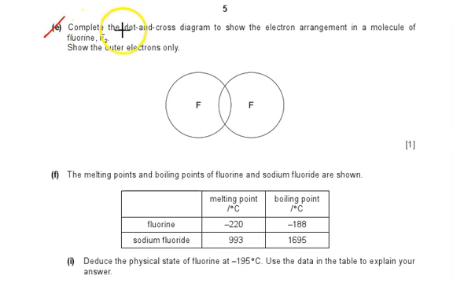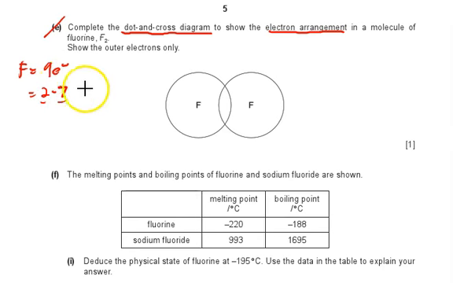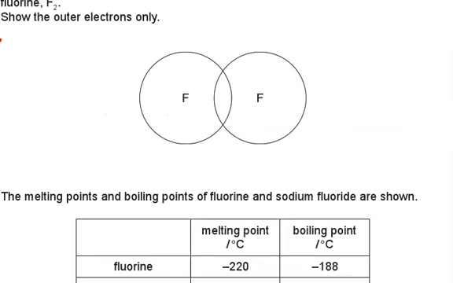Okay, E, complete the dot and cross diagram to show the electron arrangement in the molecule fluorine. So fluorine has 9 electrons, and you have the electron arrangement 2.7. So they need one more electron each. So let me make this one bigger. So we will have fluorine.